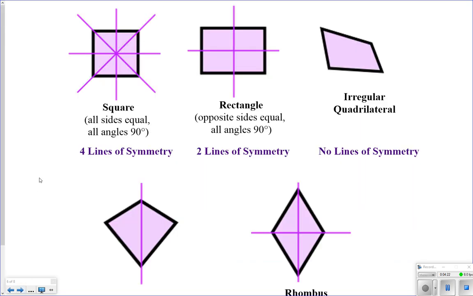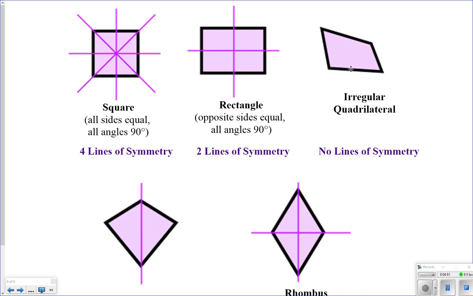Okay, now we'll go to the square. In the square, all sides are equal and all angles are equal, 90 degrees. The square has four lines of symmetry. Look with me, 1, 2, 3, 4. So the square has four lines of symmetry. How many lines of symmetry does the rectangle have? Just two.